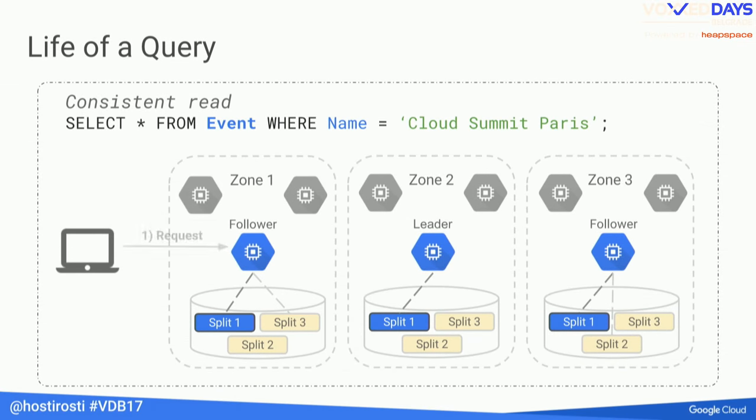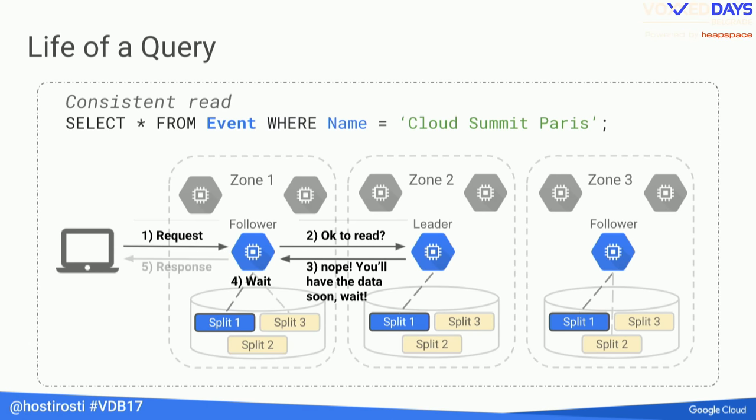Now, in the case that you have a request where the follower doesn't have the latest data, the leader will tell the follower, hey, please wait out some time. The data is already in flight. So just wait till you see this timestamp in your data, and then you can respond with the data to your client. And that's what the follower will do. It will wait, and then it will respond with the data.